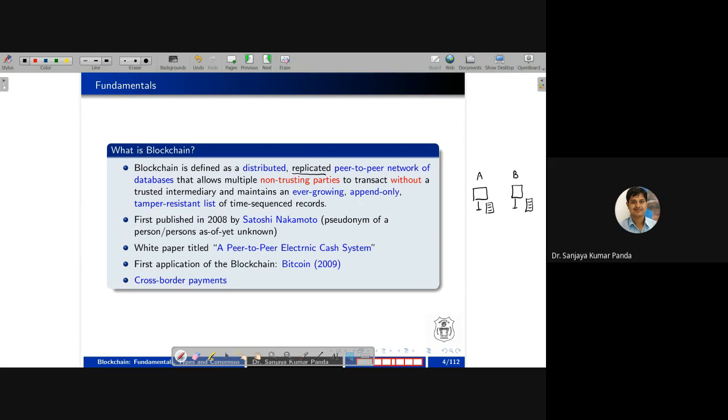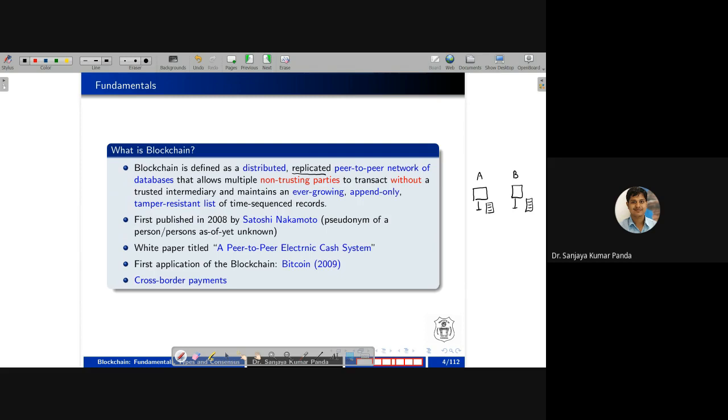It was first published in 2008 by Satoshi Nakamoto, but this is not the original name of that particular person. It is the pseudonym of a person, and after 15 years we still don't know who this person is. One of the interesting facts about blockchain is that this person is not yet known to the community after 15 years of blockchain's evolution. He published a paper with this name. His name mentioned in that paper is Satoshi Nakamoto, but as I said, it is not the actual name of that person. He published this white paper, and the name of that white paper is Peer-to-Peer Electronic Cash System, an electronic e-cash system.